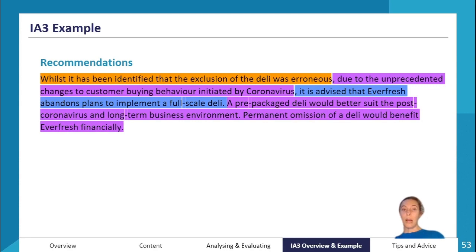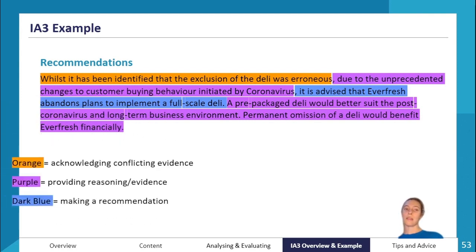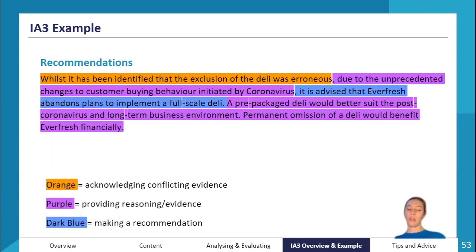And then, of course, recommendations. You need to be thinking about what is the best option. What would you advise the business to do? So often it's not going to be a really straightforward decision. So it's always good to acknowledge that conflicting evidence, but then provide your reasoning and your evidence for the decision that you've made, and clearly stating your recommendation. It is advised that the business does this.